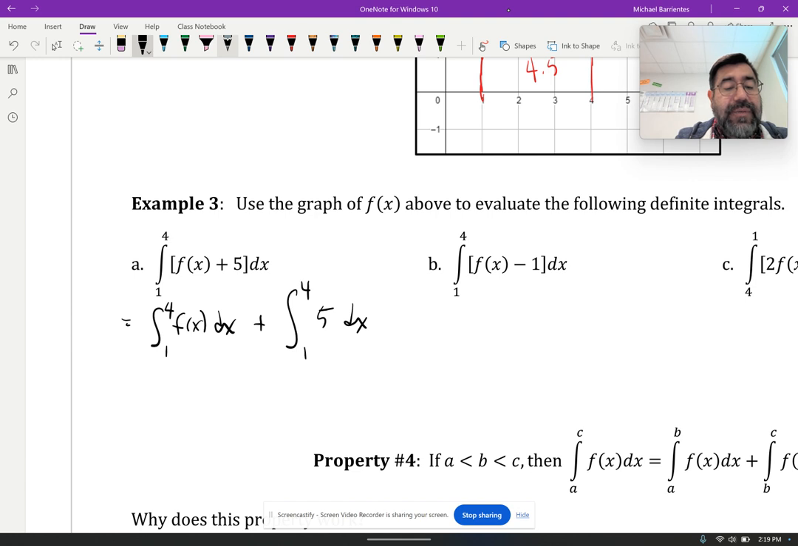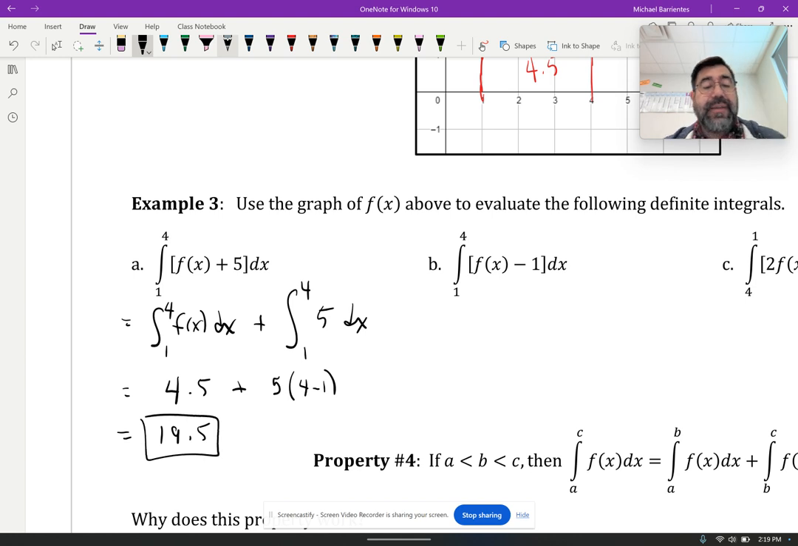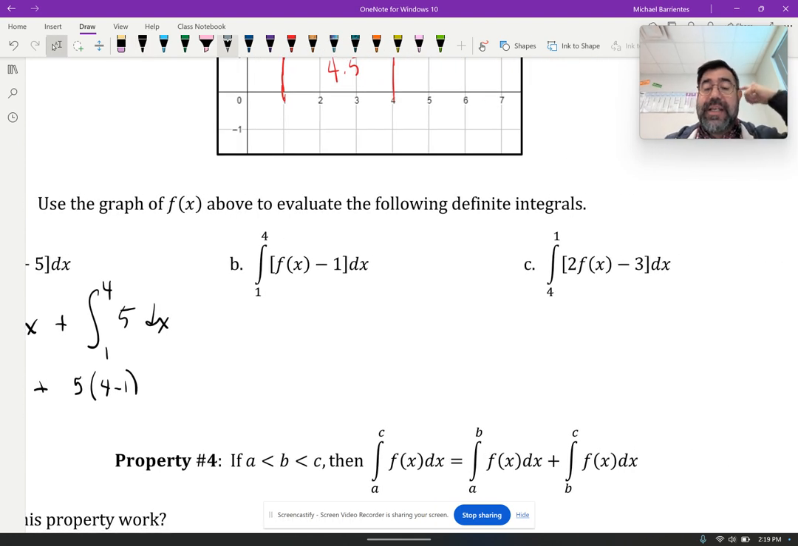This part was given to us, 4.5. This part is just a rectangle whose height is 5 and whose base is 4 minus 1, or 3. So 3 times 5 is 15, and that's 19.5 as the final answer. That's it. Same thing with letter B and letter C. I'm not going to do letter B because it's kind of like letter A.